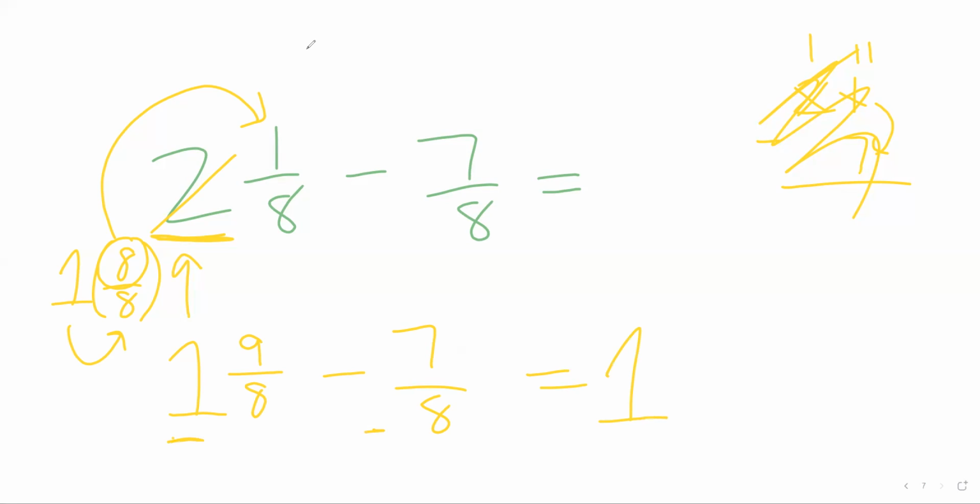1 whole minus nothing is still 1 whole. And then 9 parts minus 7 parts is actually 2 parts. The denominator is the same. And I get 2/8 out of that. Pretty great. It actually works.